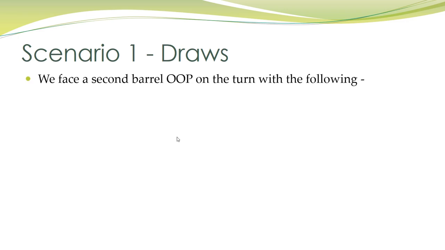The first is having a dominated draw. So I'd like you to imagine the following. We're not going to use too many specifics in terms of stack sizes and bet sizing and stuff like that. Basically, we're out of position on the turn, and we're facing a second barrel. So we're probably the cold call at pre-flop. Our opponent c-bet the flop, we've called. He's fired again on the turn.